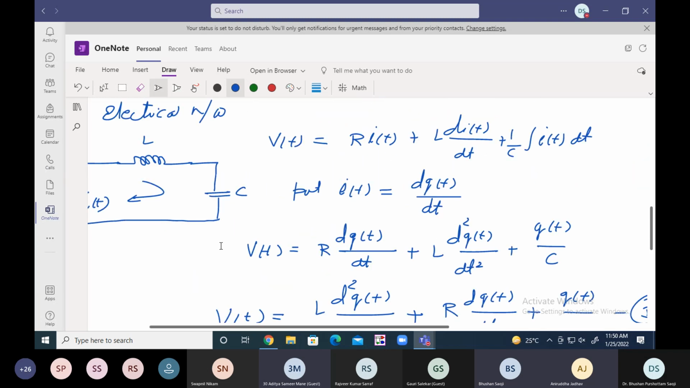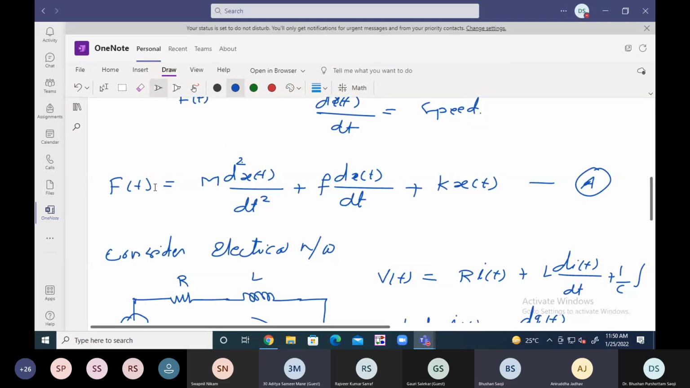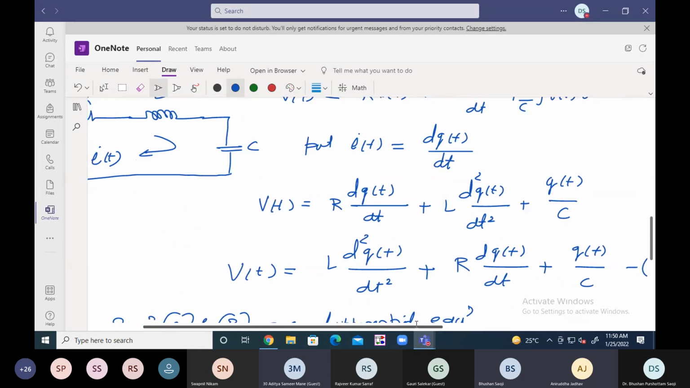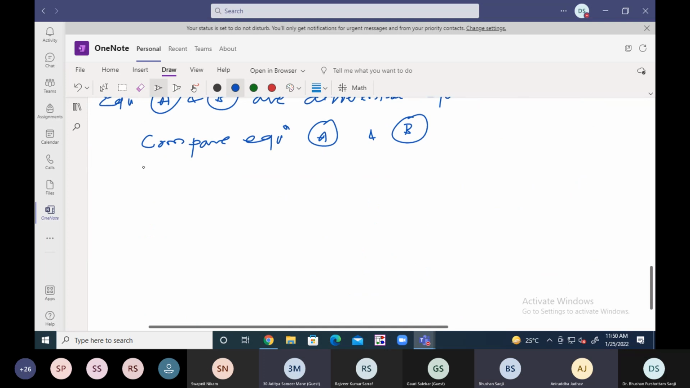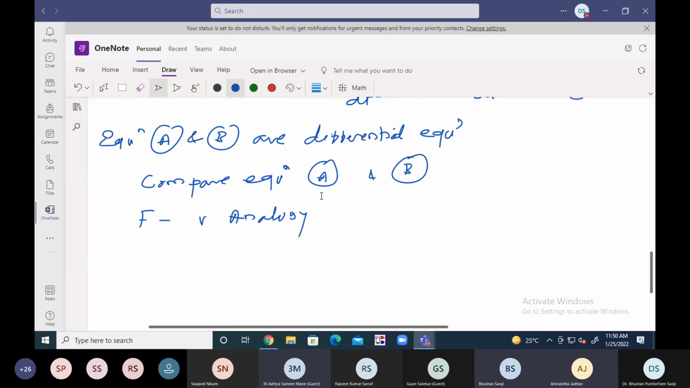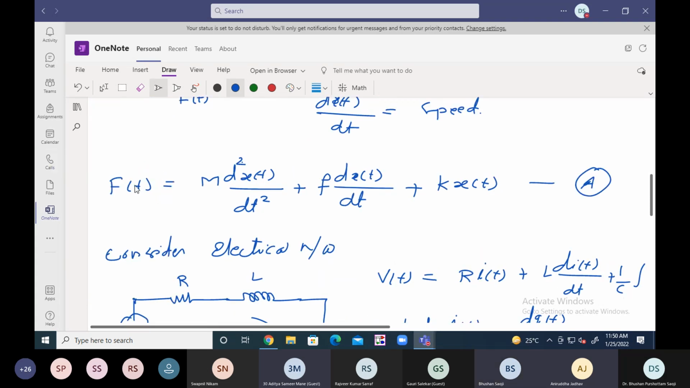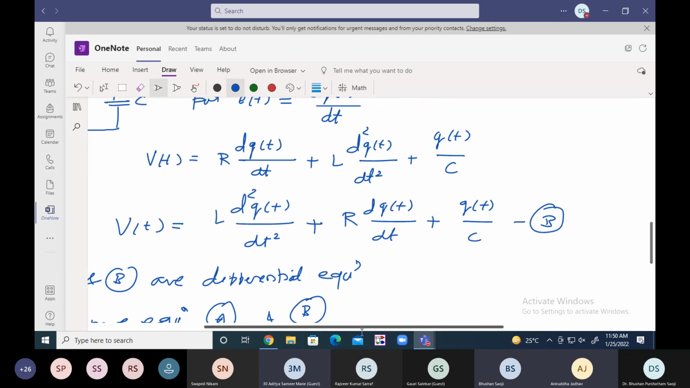If we compare equations A and B, what is in A? F of t equals something. And what is in equation B? V of t equals something. So that means force equals voltage. Comparing equations A and B, we get a force to voltage analogy, because in equation A there is a force, that is F of t, and in equation B there is a voltage, that is V of t.